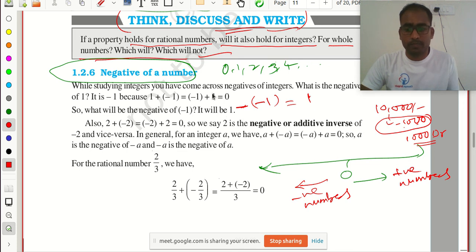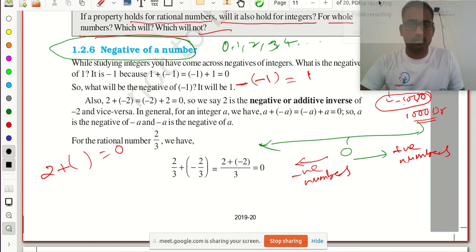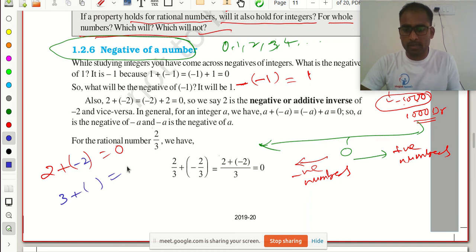Okay, now here I have a number 2. I will add something to it, and I will get 0. What should I add here? Then I will get my answer as 0. Here if I put minus 2, my answer will be 0. Then I will ask for another one. 3 plus blank is equal to 0.